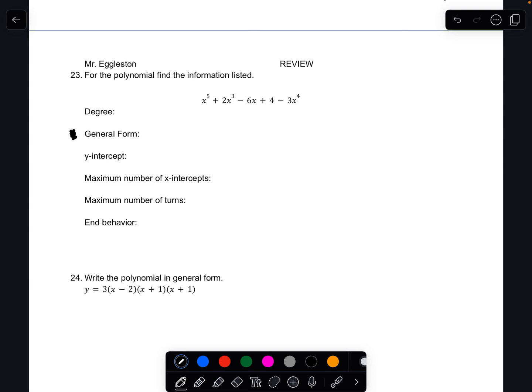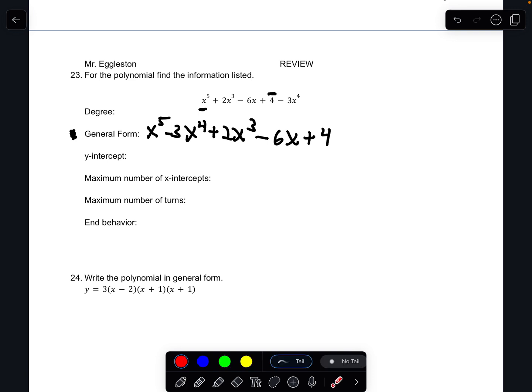General form says you go from the highest power of x, which looks to be x to the fifth, and you go down in order to the lowest power of x, which would be the constant term. So in order, it would be x to the fifth minus 3x to the fourth plus 2x cubed minus 6x plus 4. That's general form. Once it's in general form, it's easy to get the degree. The degree is the highest power, and that's 5.